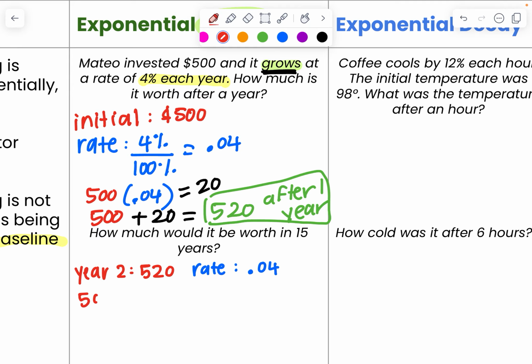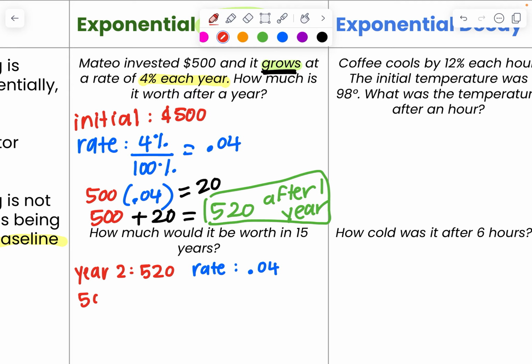So where this would go over here, that's my new amount going into year 3, right? I have $540.80. I'm going to multiply that by my rate of 4%. When I do $540.80 times 4%, I get 21.632. And then I'm going to have to add it to $540.80, and that's going to be my amount, right? Over and over and over again, all the way for 15 years worth.